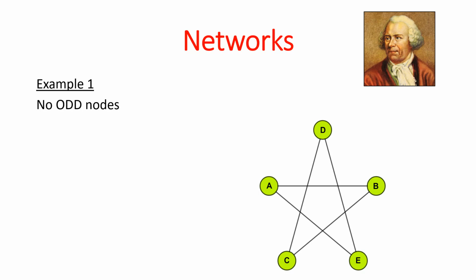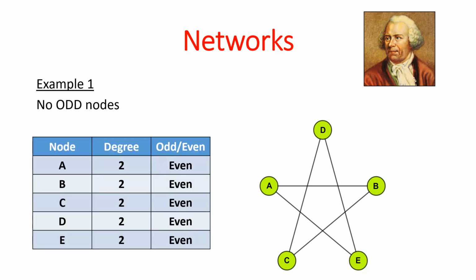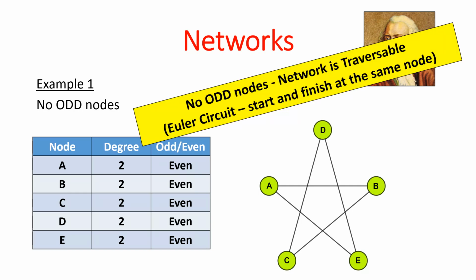Let's go through some examples. Here's the first example where there's no odd nodes. So all nodes have a degree of 2. They're all even nodes, and therefore you can start at any even node and it is traversable. You can start and finish at the same node. So let's go through this once more from node A to B to C to D to E and back to the start point. It's an Euler circuit because we start and finish at the same point.